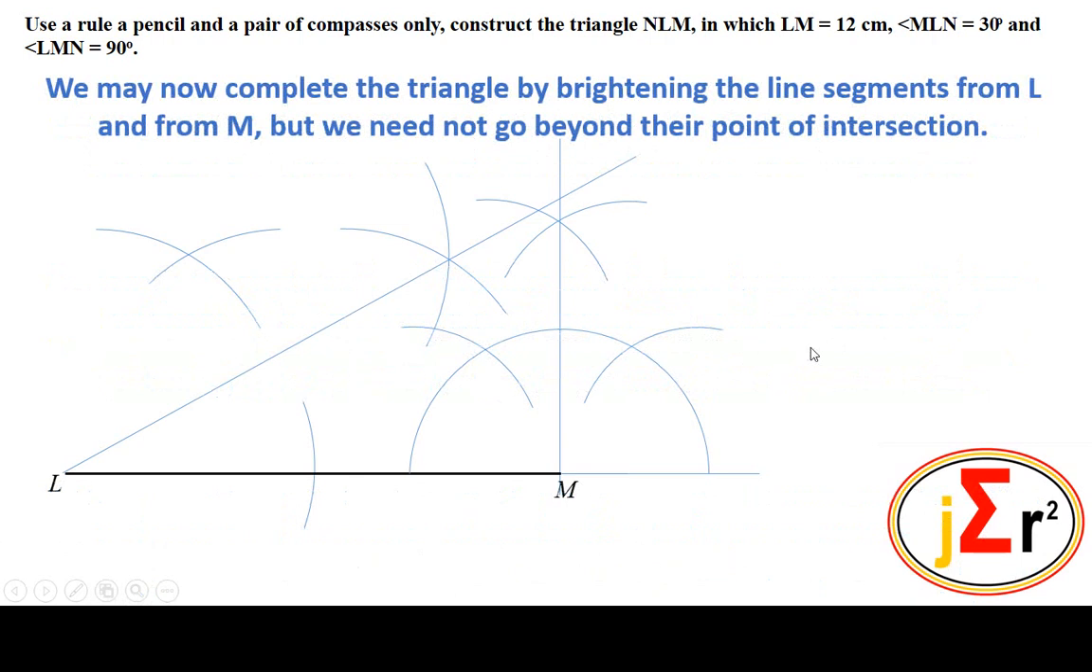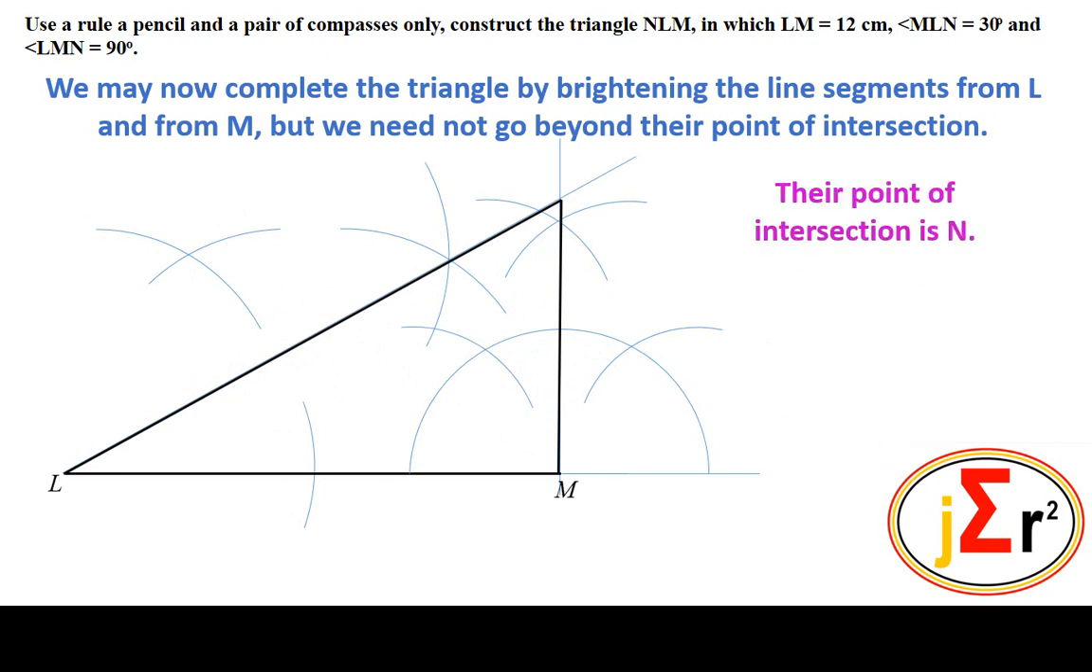We may now complete the triangle by brightening the line segments from L and from M, but we need not go beyond their point of intersection. Brighten this part, brighten this one, but since we are completing a triangle, we do not need to go beyond this point of intersection of the two line segments. Let's draw those two lines. We have your triangle completed with your 30 degrees angle, your 90 degrees angle, and no doubt your 12 centimeter line segment.